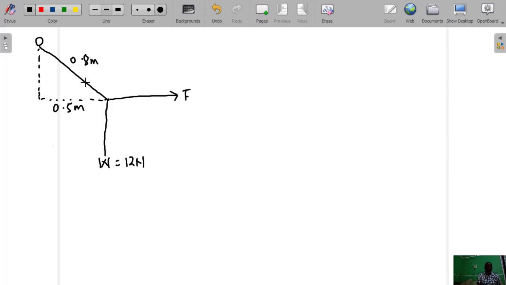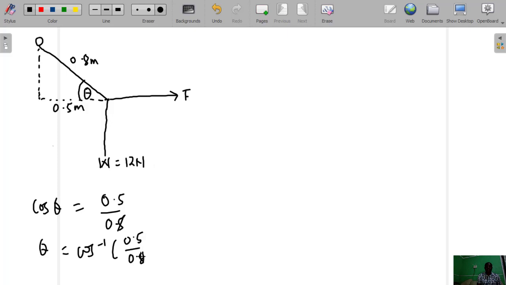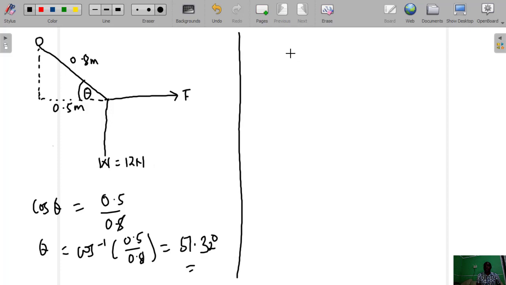Good. So we can indicate an angle here, theta. We have adjacent and hypotenuse. So cos theta is equal to adjacent 0.5 over hypotenuse 0.8. So theta will be cos inverse of 0.5 over 0.8, which will give us 51.32 degrees with a calculator. So let's restructure the diagram with Lamy's theorem.